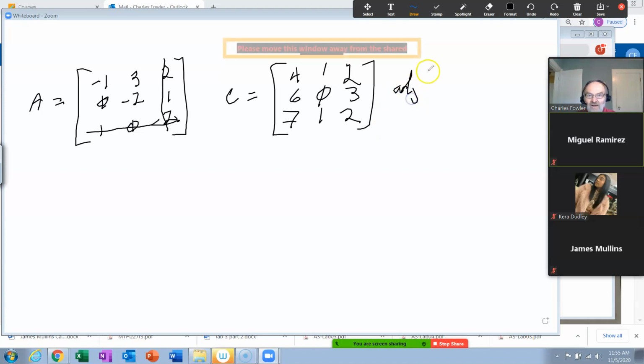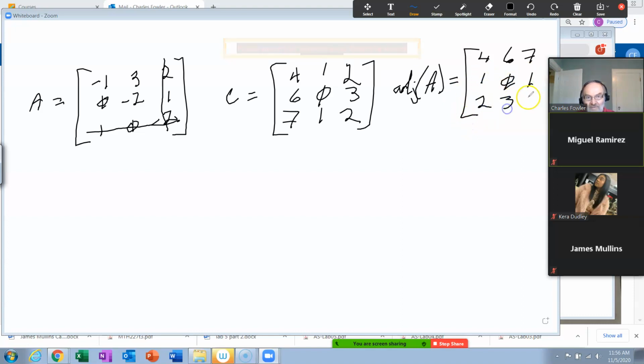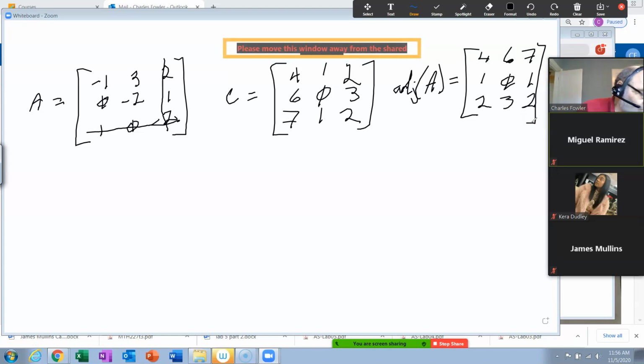It's the adjoint of the original matrix A, this matrix right here. And that adjoint is going to be the transpose of this one. So this will be a 4, 6, 7 going that way, a 1, 0, 1 going that way, and a 2, 3, 2 going that way. There's the adjoint of that matrix. Okay, 4, 6, 7, 1, 0, 1, 2, 3, 2.